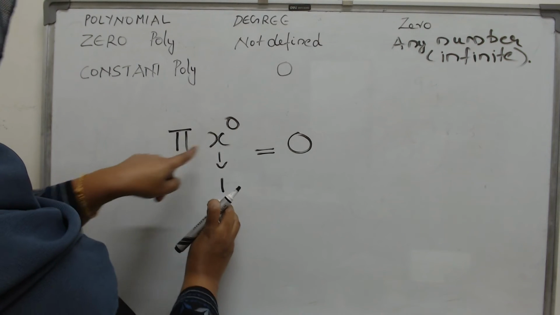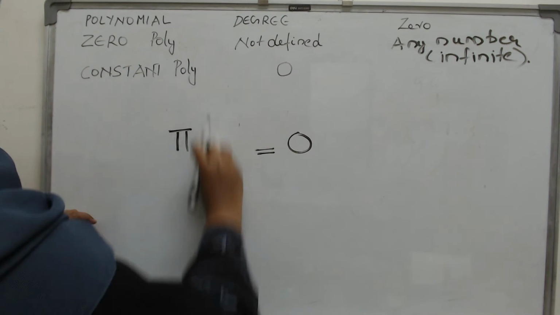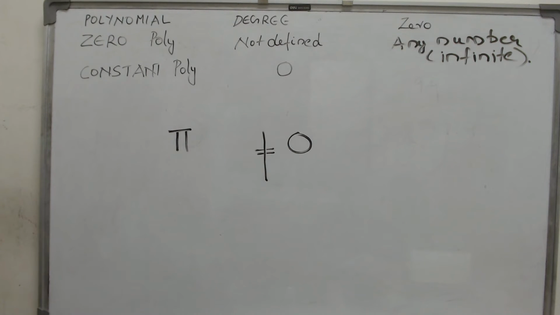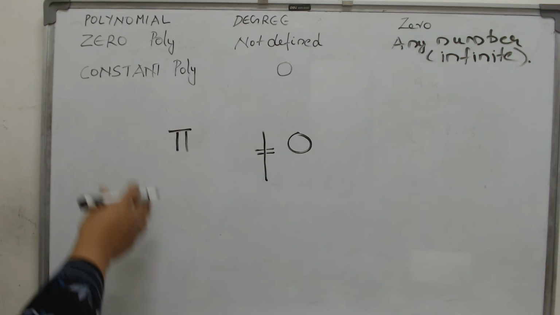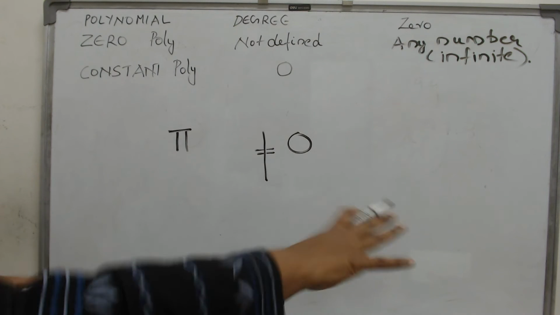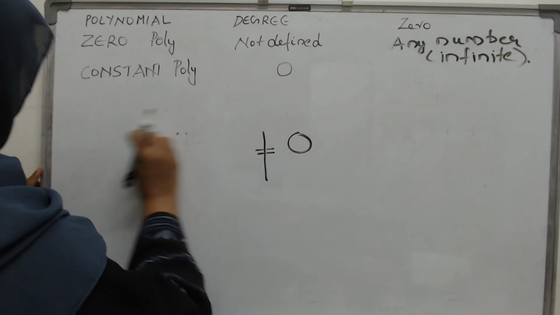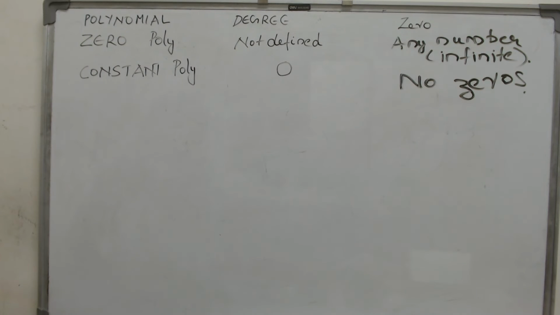This whole thing will always be 1. That means pi into 1 will always be pi. This will never be 0. There is no situation in which a non-zero number can be equated to that. So what does that mean? The 0 of a constant polynomial is, there is no such thing. The constant polynomial has absolutely no zeros.